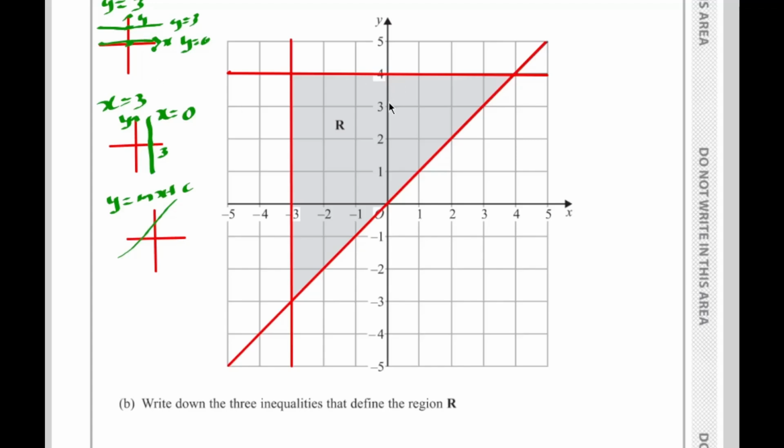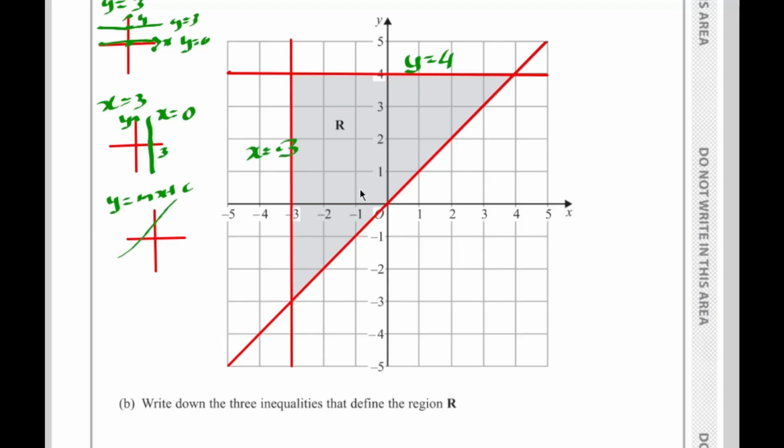This is the region. Then we need to get the equation of this line. This is the line which passes through the y-axis. Here it is the coordinate where it passes through, at 4. Therefore, the equation of this one is y equals 4. This one is passing through the x-axis at -3. Therefore, the equation of this line is x equals -3.